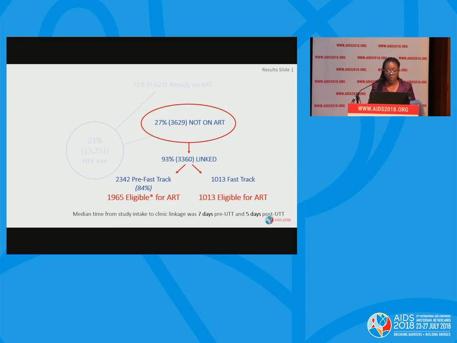2,342 were linked pre-fast track, and 82% of them were eligible according to the national guidelines, which was CD4 less than 350, WHO stage 3 and 4, and later to WHO stage CD4 count less than 500, or additional study criteria of viral load more than 10,000 copies.